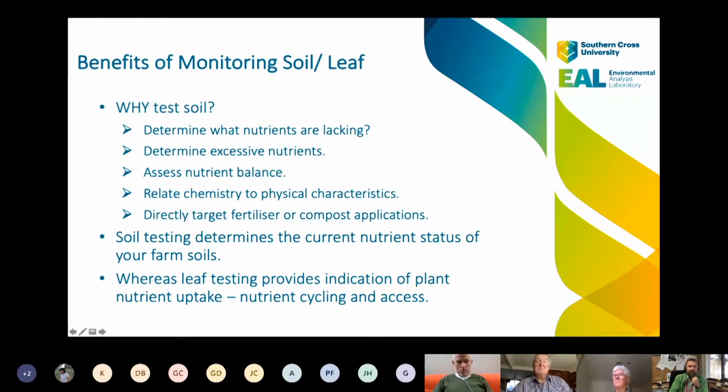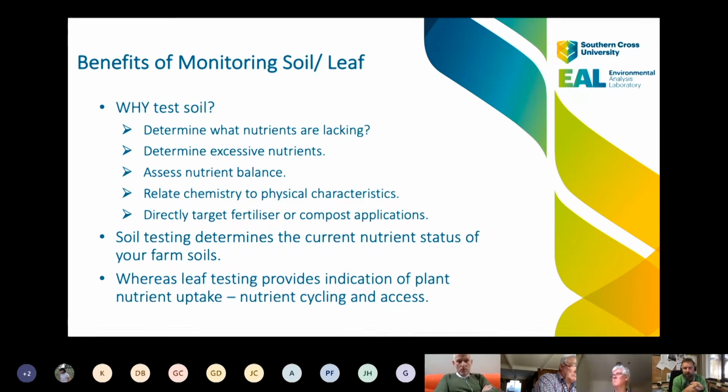So why test soil? Yeah, there's a lot of people that don't do it, but you really need to know what nutrients you're lacking. It's that old story about you're limited by your lacking. And if you've got plenty of nitrogen, phosphorus, but you've really got no zinc, copper or boron, you're really limiting your production. And if you can increase your production, you're increasing your profits. And yeah, it's really just getting these things right.